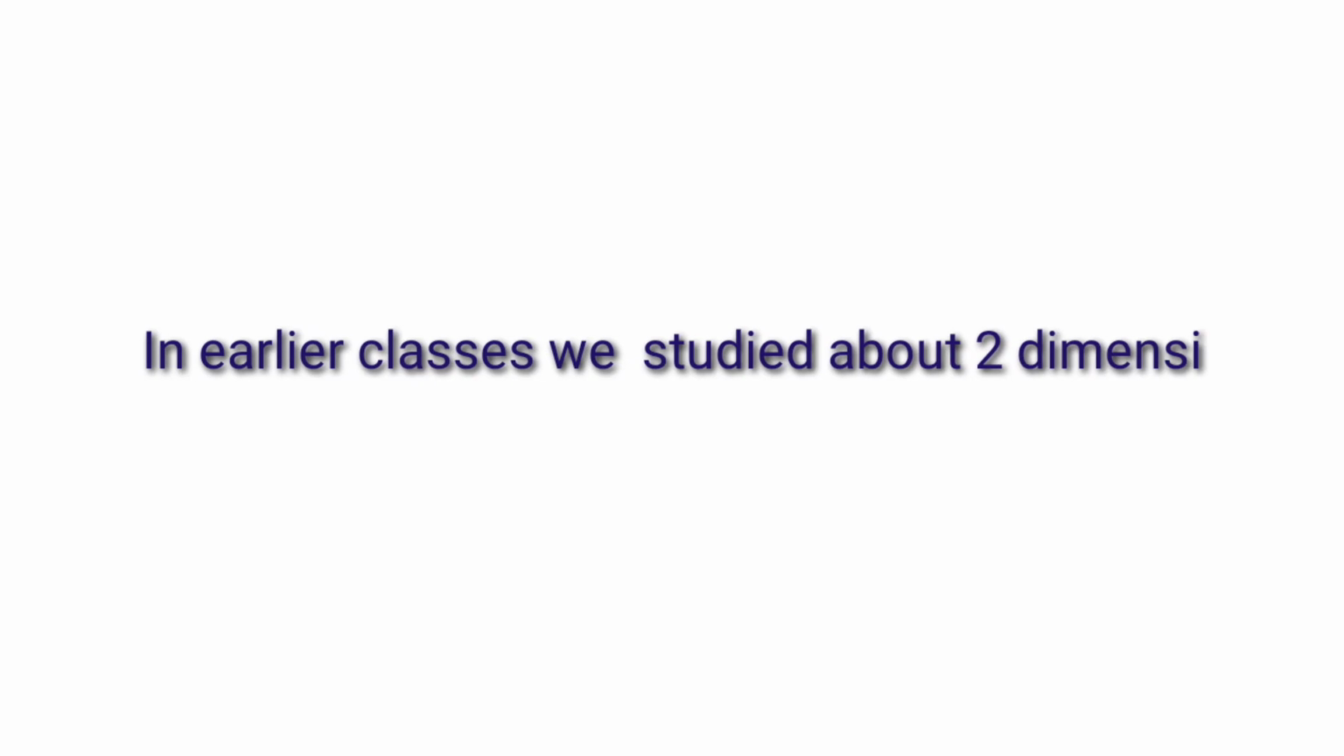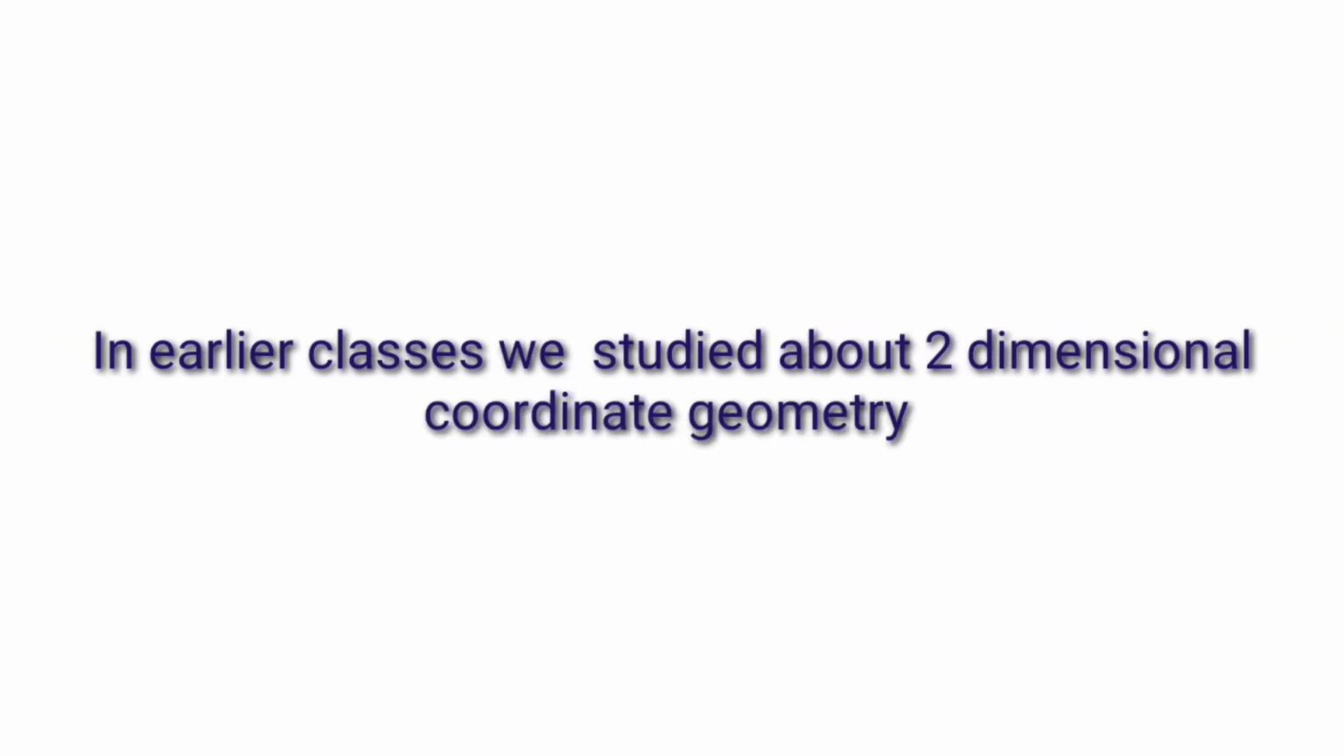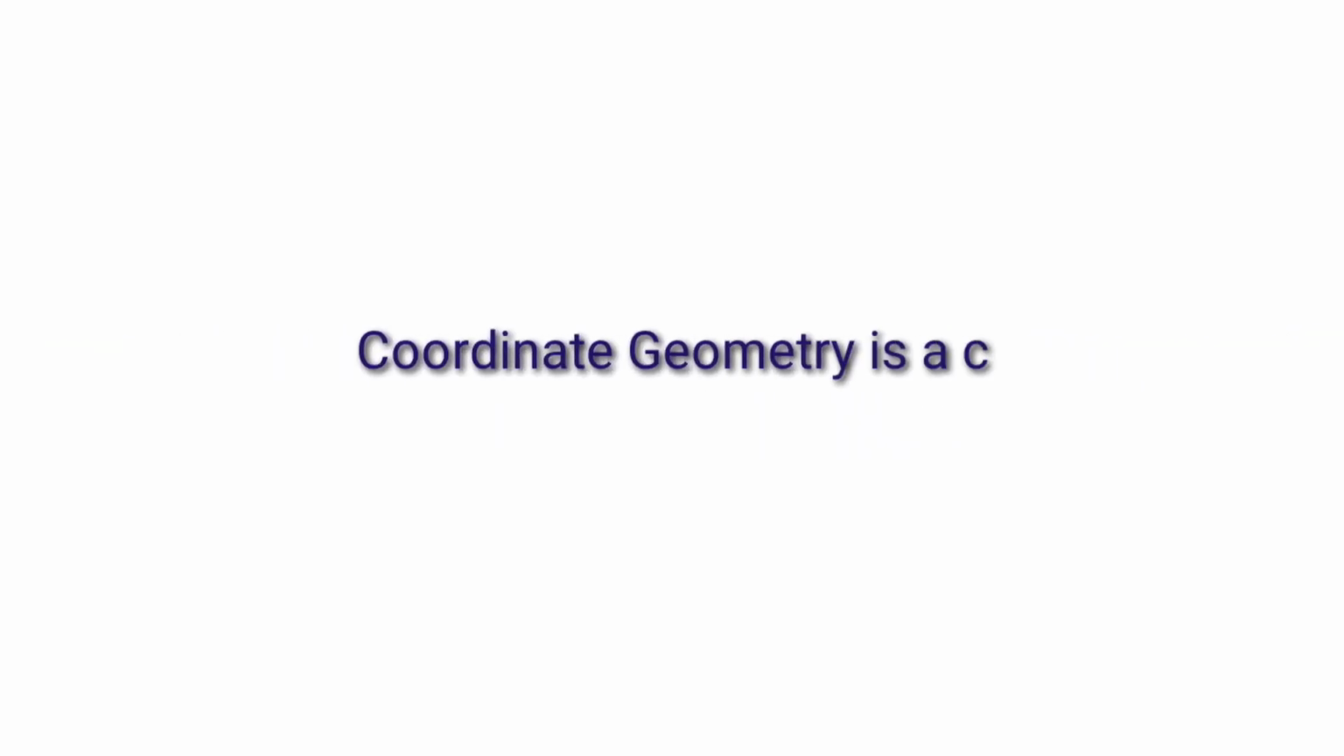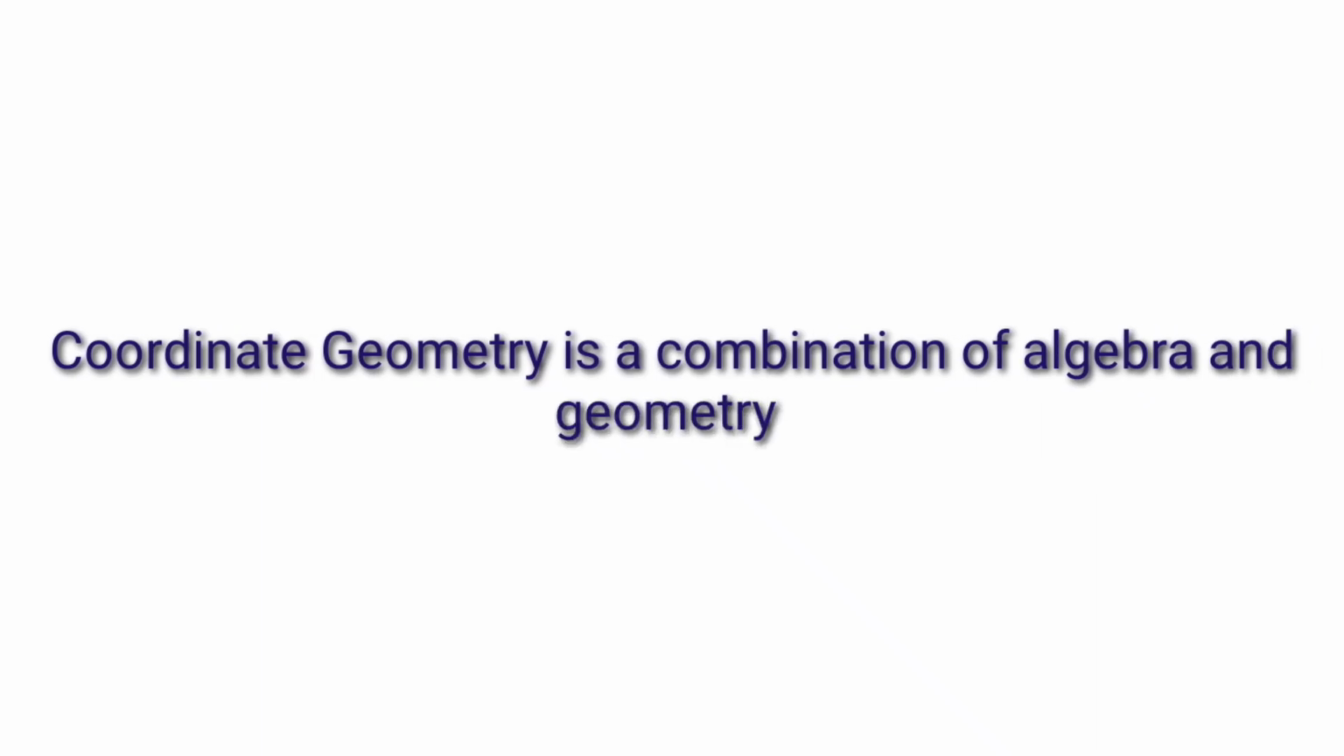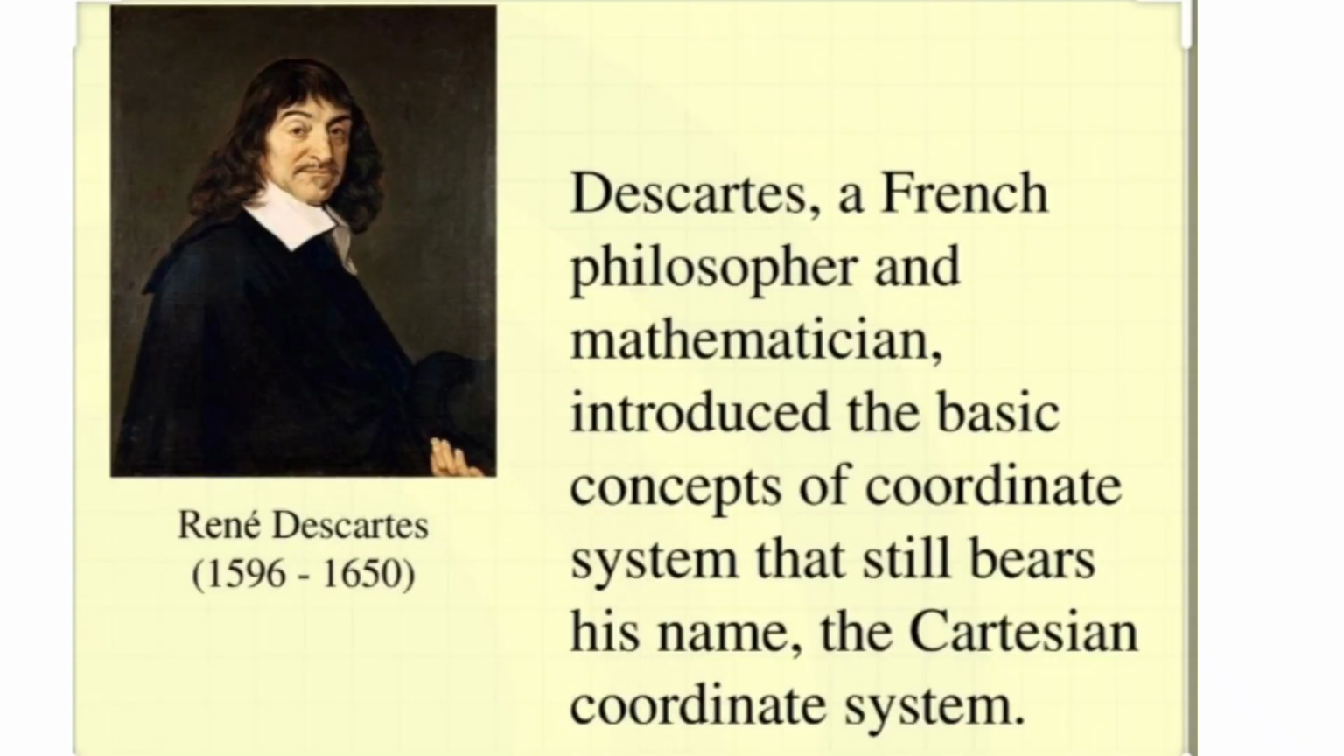Today we are going to start the new chapter, straight lines. In earlier classes we studied two-dimensional coordinate geometry. You know that it is a combination of algebra and geometry. Coordinate geometry was first introduced by the French mathematician René Descartes. Let us have a brief recall of coordinate geometry done in earlier classes.